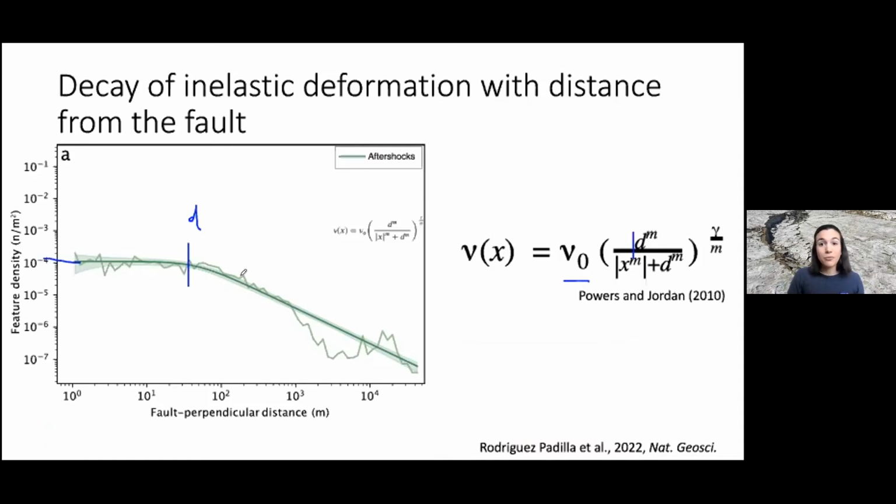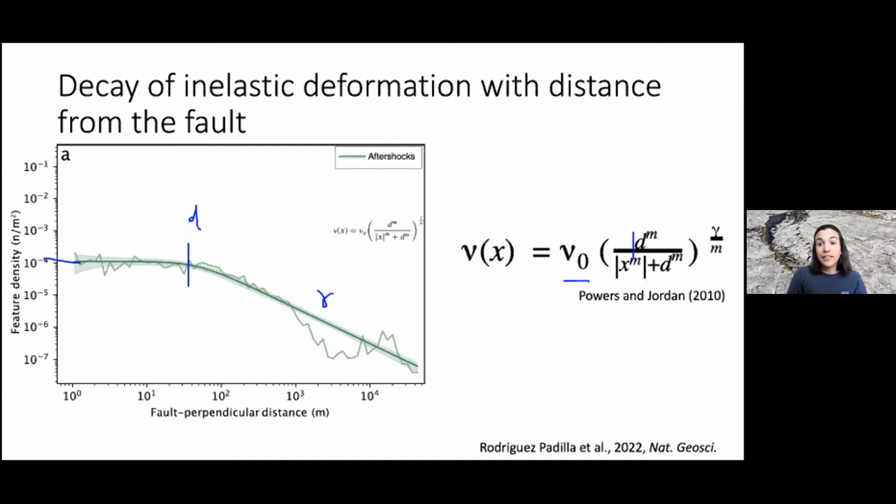We do hold M equal to 2 following the choice of Powers and Jordan 2010, though I will note that what M is doesn't really change the way the decay looks. And last, gamma, which describes the slope of that decay beyond point D. I'm showing you what those look like for the aftershock data here.